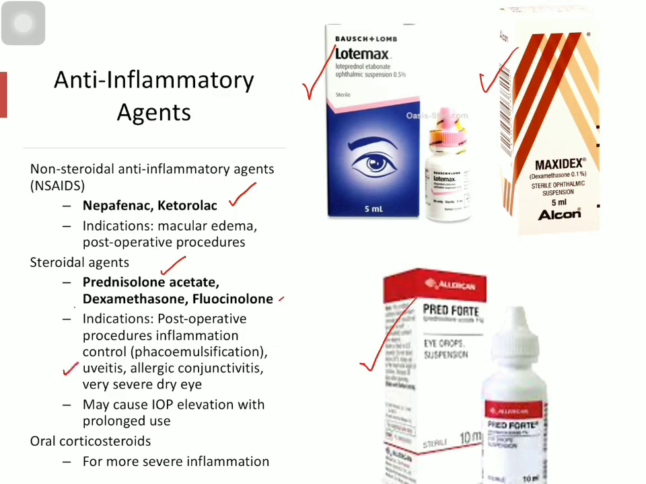Also, when the patient has uveitis, allergic conjunctivitis, and in some cases, when there is very, very severe dry eye, we usually start with steroids. The downside of using steroids is that it can cause IOP elevation upon prolonged use only. However, if you're going to use it for a week or two, then it shouldn't cause you too much trouble. Oral steroids are reserved for more severe inflammation, such as your panuveitis, choroiditis, and the likes.